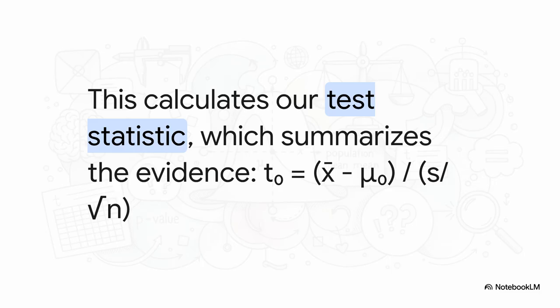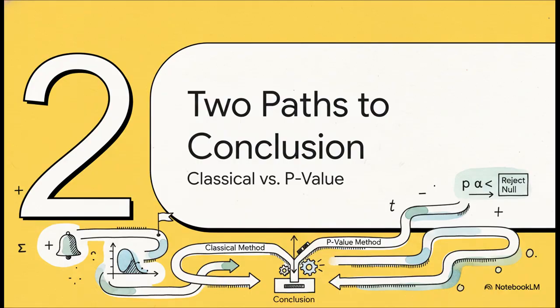This formula takes all those ingredients we just talked about, mashes them together, and spits out our test statistic, a single number that tells us just how far away our sample evidence is from the original claim we're looking at. So, we've got our test statistic. Now what do we do with it? Well, that brings us right to our next section.